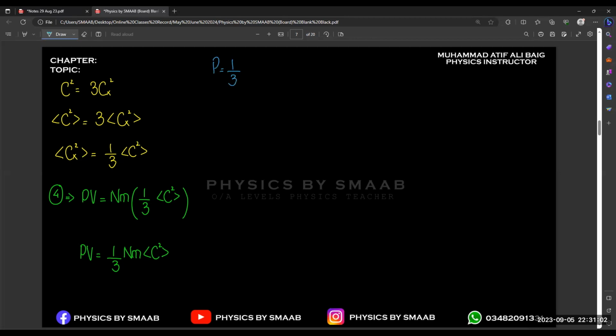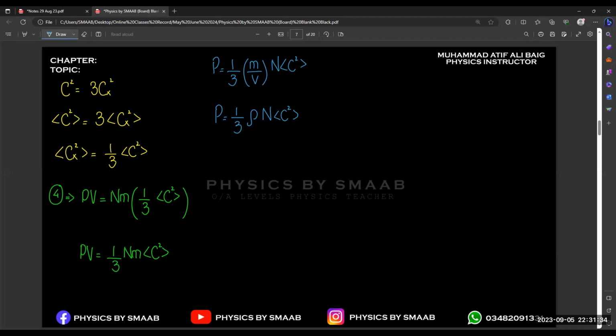So if we write the equation like this, we know that M over V is equal to density. So the final equation will be P is equal to 1 over 3 density and C square, right?